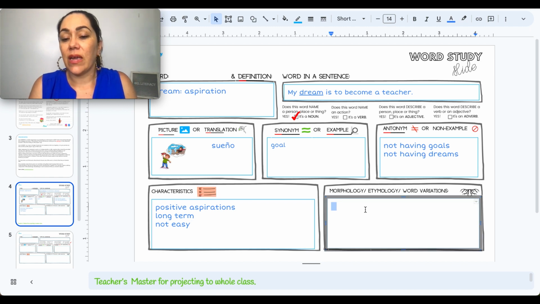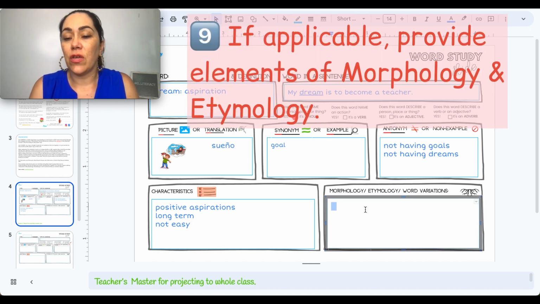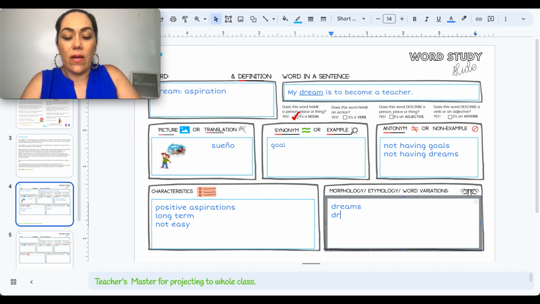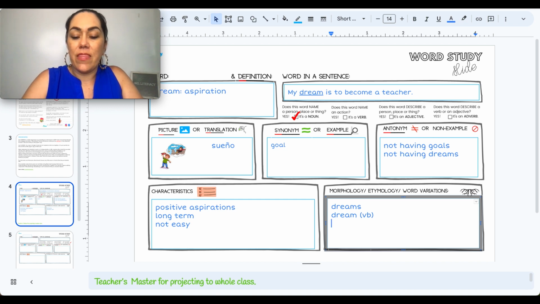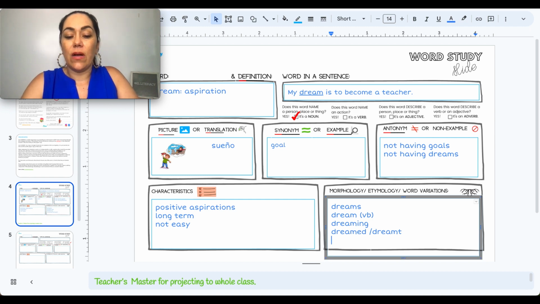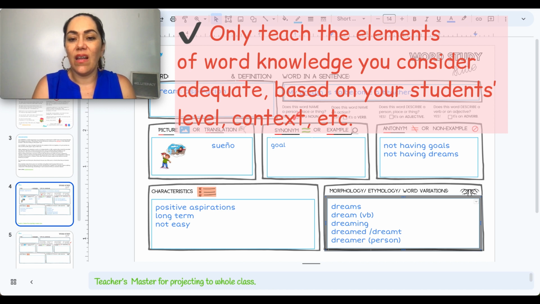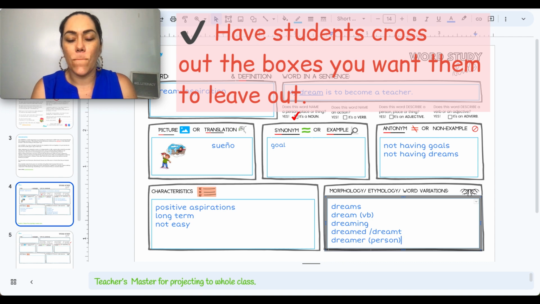Lastly, this box here is for morphology, etymology, or word variations. So we start with dreams, the plural form. I also clarify the fact that the word dream can also be a verb and we use it in a sentence as a verb. And then we just go through the list of different verb forms like dreaming, dreamt, or dreamed, and also dreamer as a noun. And that's it. Imagine all of the different aspects of word knowledge that we just covered with this graphic organizer.